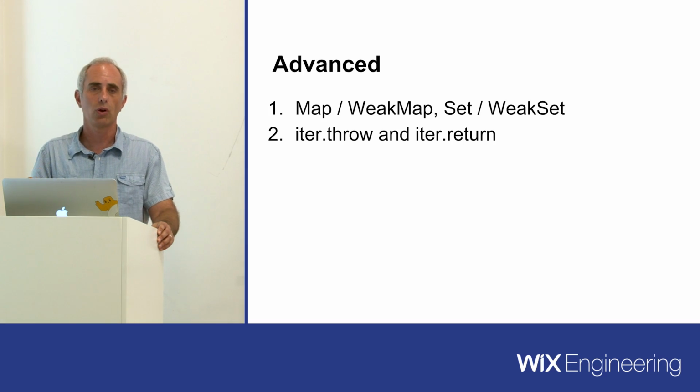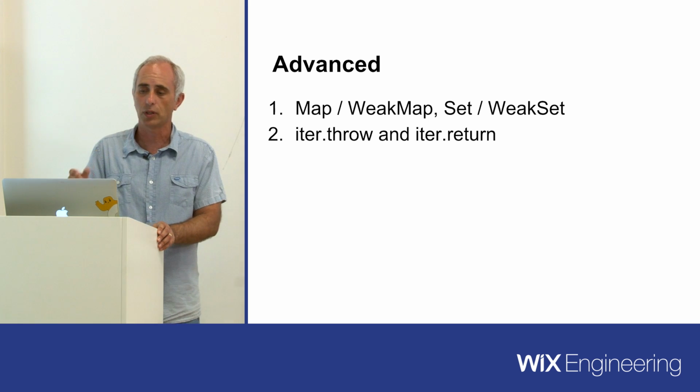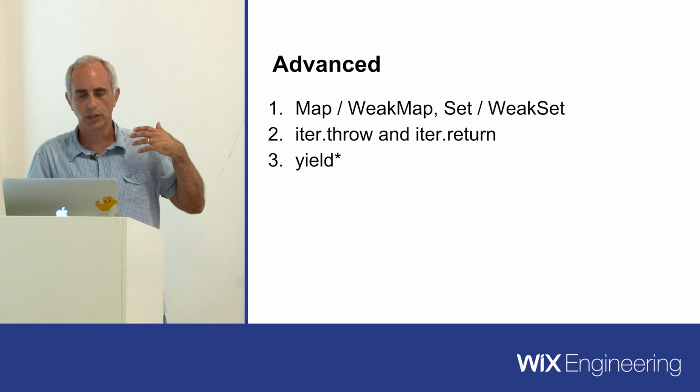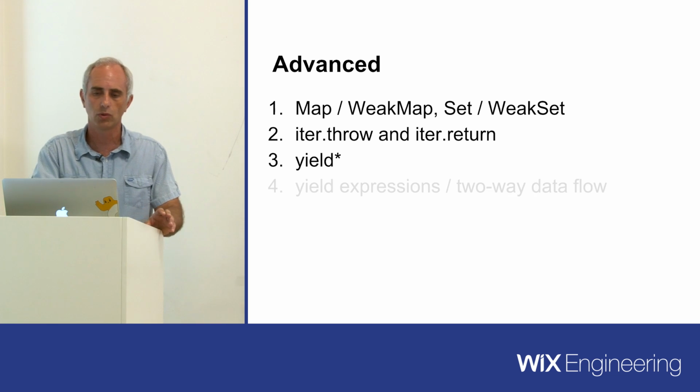In addition to next, there's also iter throw and iter return as a way to signal errors or to terminate loops immediately. I'll not go into that. There's yield star for yielding an entire sequence of values instead of just one value. Again, I won't go into that.